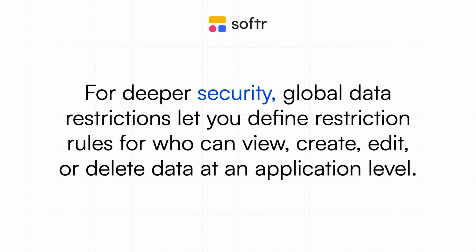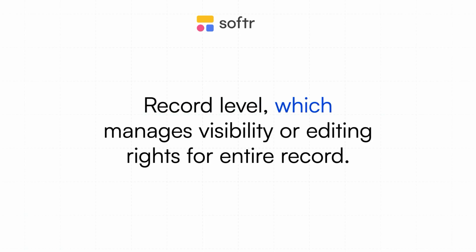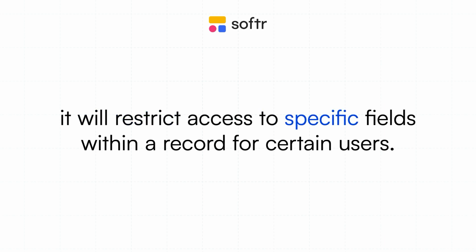For deeper security, global data restrictions let you define restriction rules for who can view, create, edit, or delete data at an application level. You only need to define them once, and they automatically apply to all blocks, ensuring consistent access control and preventing accidental data exposure. Now, there are two types of global data restrictions. Record level, which manages visibility or editing rights for entire records. Or field level, which is coming soon and not yet available, but it will restrict access to specific fields within a record for certain users.